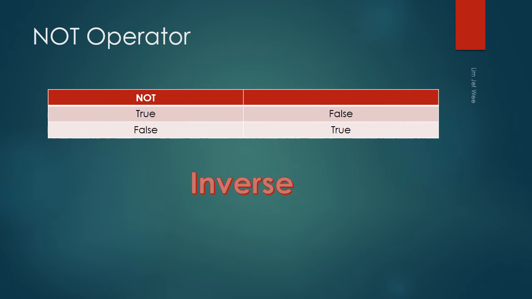The NOT operator, however, is the opposite. So when you have not true, it's actually false, and when you have not false, it's actually true. Another way to see it is that you either reverse it or you inverse it. So I have this word inverse over here. So this basically covers the three operators.